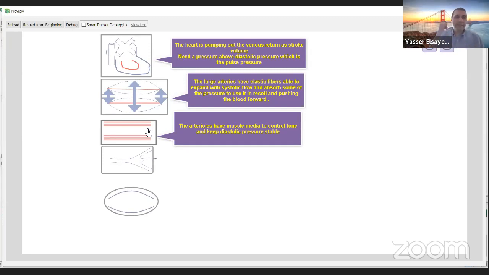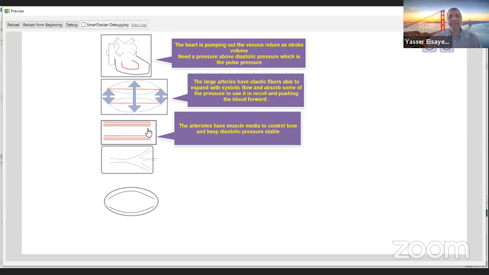So now we understand that diastolic blood pressure reflects two things. The first is the vascular resistance, which is maintained by the muscular media of the arterioles. The second thing controlling the diastolic blood pressure is the volume of blood. If you have a decrease in blood volume, you have a drop in the diastolic blood pressure. If you have a decrease in resistance, you also have a drop in the diastolic blood pressure.